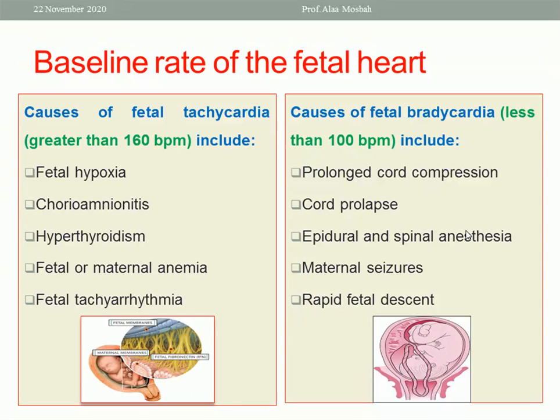What are the causes of fetal tachycardia, making the fetal heart rate more than 160 beats per minute? Like fetal hypoxia, chorioamnionitis, maternal anemia, hyperthyroidism, fetal tachyarrhythmia. What about fetal bradycardia, which drops below 100 beats per minute? The causes may be prolonged cord compression, cord prolapse, as in this picture, epidural and spinal anesthesia, maternal seizures, rapid fetal descent.